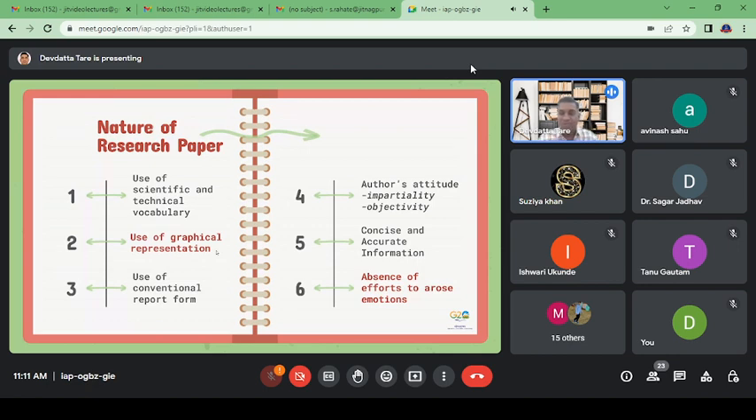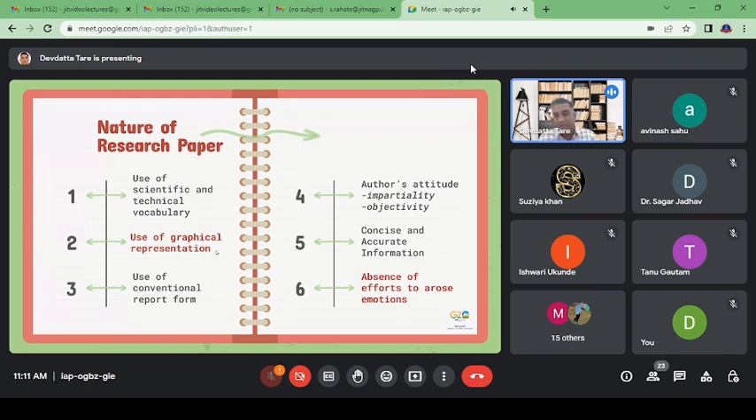It should have proper font. It should have proper font size. It should have proper justification. It should have proper spacing. It should have proper title, page numbering, everything. It should be in a proper format. That is a conventional reporting format.